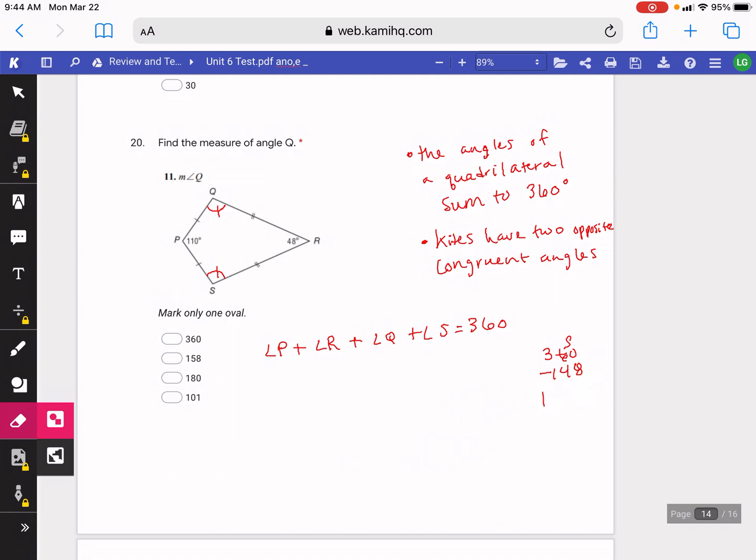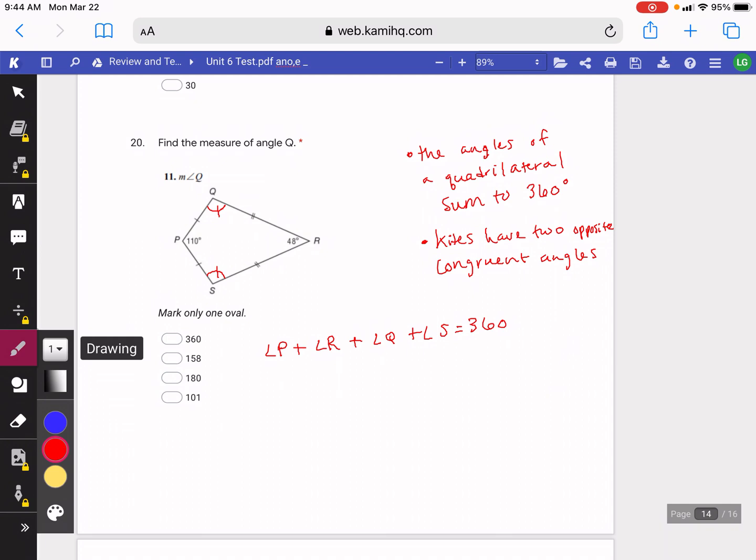Okay, so I would start by adding the 2 angles I know. So I'm going to add 110 plus 48. That comes out to 158 degrees. Then we're going to subtract that from 360. So we're doing 360 minus 158. That comes out to 202. So that means the 2 angles, angle Q and angle S, sum to 202 degrees.